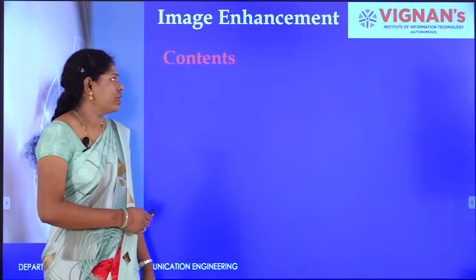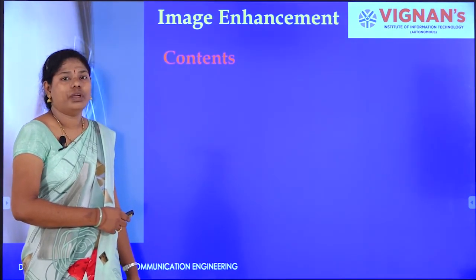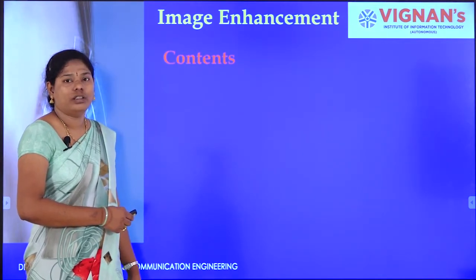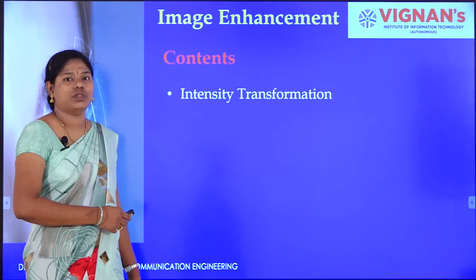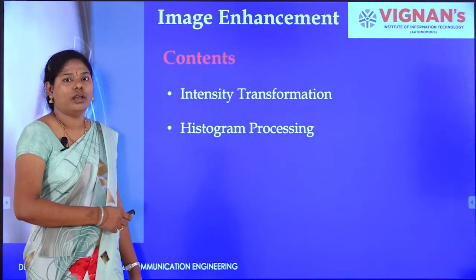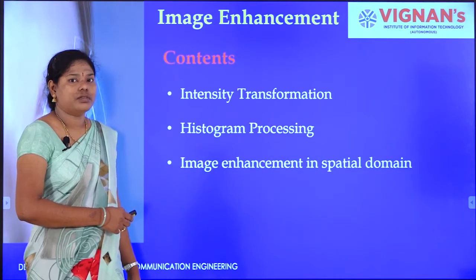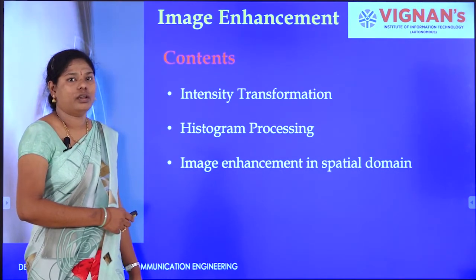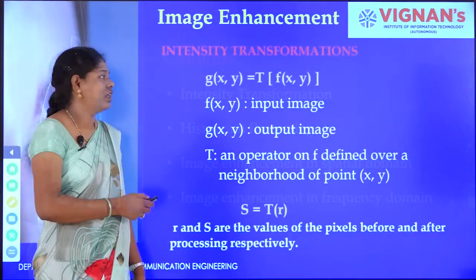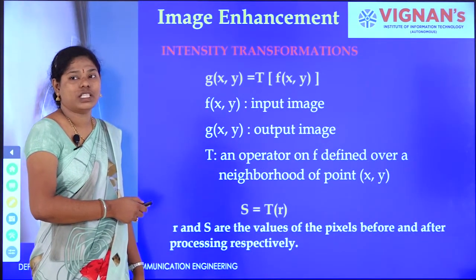Let's see what the contents of image enhancement are. Image enhancement consists of, first, intensity transformation, next histogram processing, and then image enhancement in terms of the spatial domain and image enhancement in terms of the frequency domain. Let us see the intensity transformation.